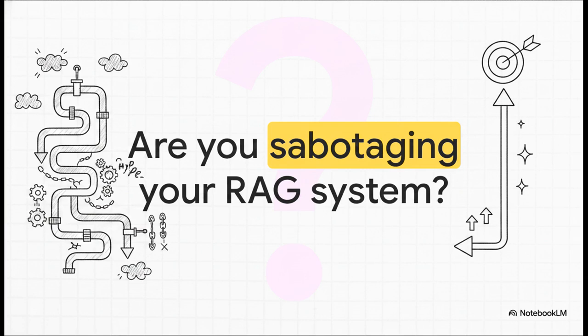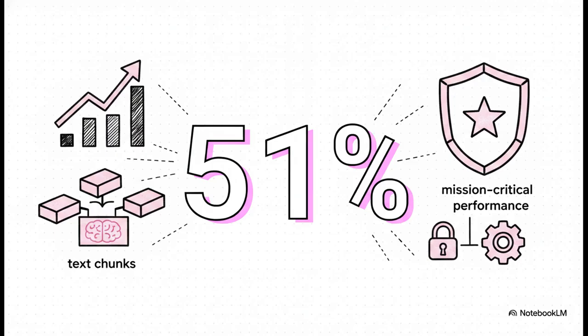Seriously, are you blindly following expensive best practices that are actually degrading your system's performance? We see developers doing this all the time, implementing overly complex pipelines just because of shiny object syndrome, completely unaware that these fancy methods might actually be tanking their retrieval accuracy. And getting this right, the stakes are absolutely massive right now.